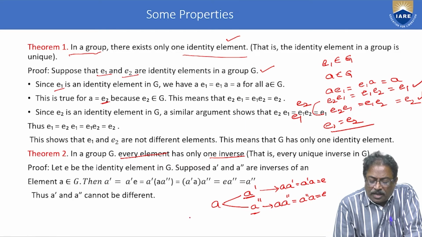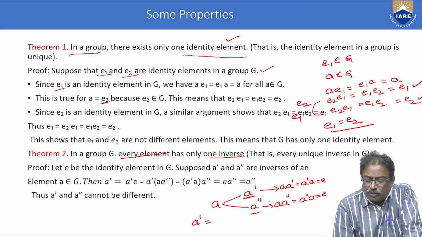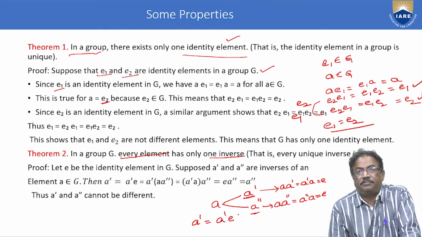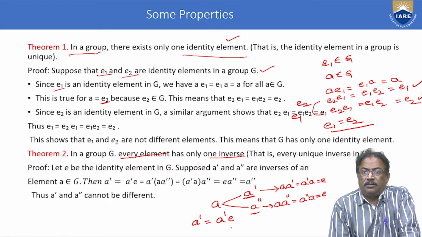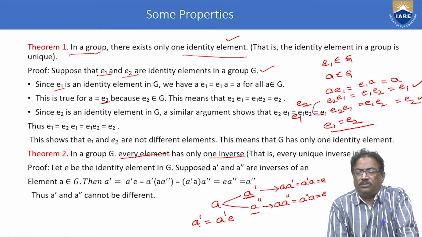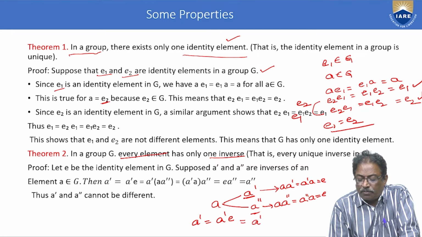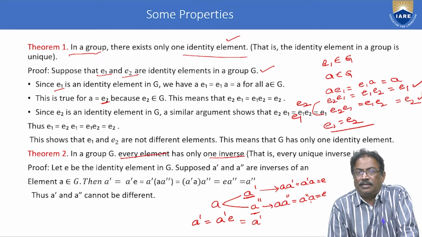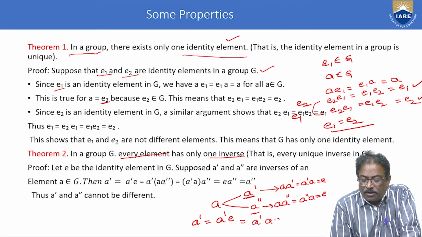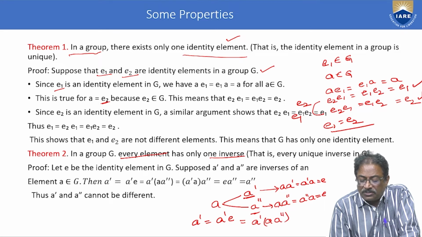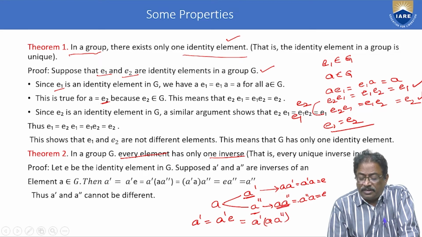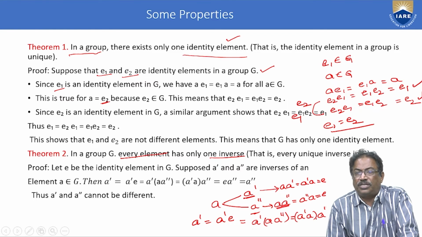Now let us take A dash is equal to A dash into E, where E is the identity element, since A dash is an element belonging to G. Then, writing E as A A double dash, we get A dash into A A double dash. Since it is a group, it satisfies the associative law, so it can be written like this.